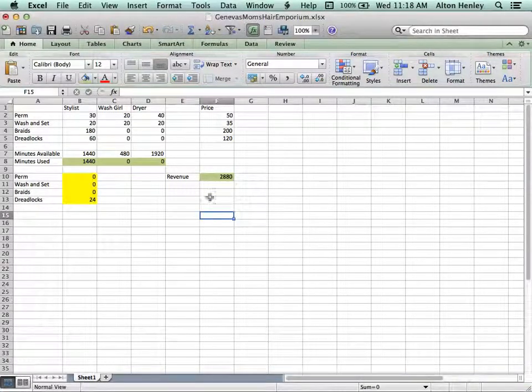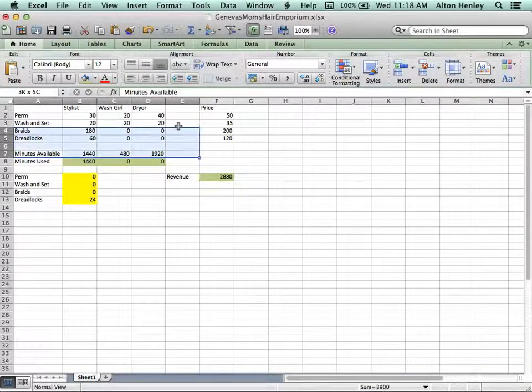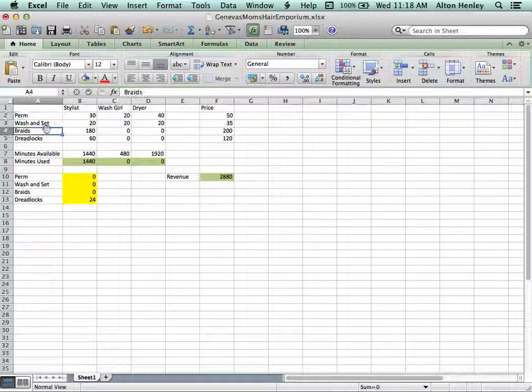Geneva's mom's hair emporium. Here we have the data that was given to us in the case. What we have is a service business where the salon performs a number of services: perm, wash and set, puts in braids, and it does dreadlocks. And there's the amount of time that each one of these items takes the stylist, the amount of time each one of these services takes the wash girl who washes their hair, and the amount of time that each one of these services takes under the dryer.